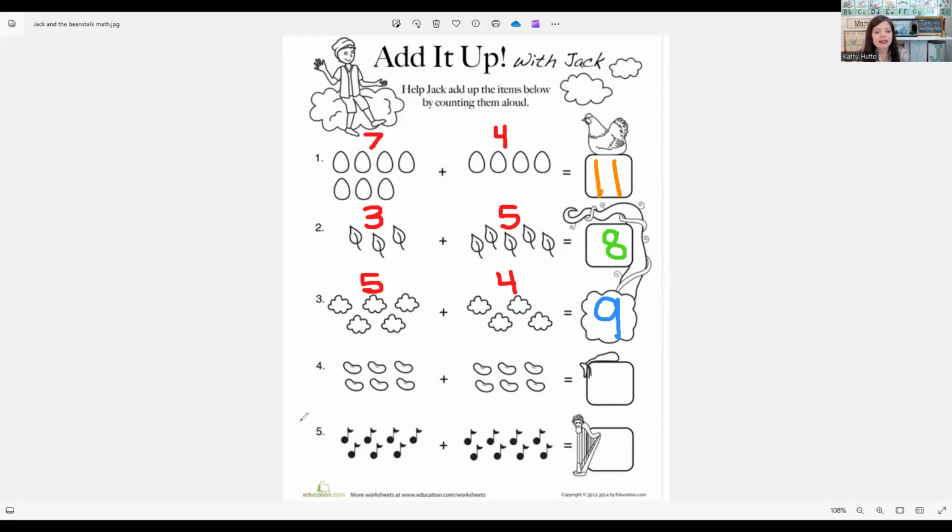Okay, everybody, next, I see some beans. Jack is going to trade the cow for beans. 6 beans plus 6 more beans equals how many beans? Ready?